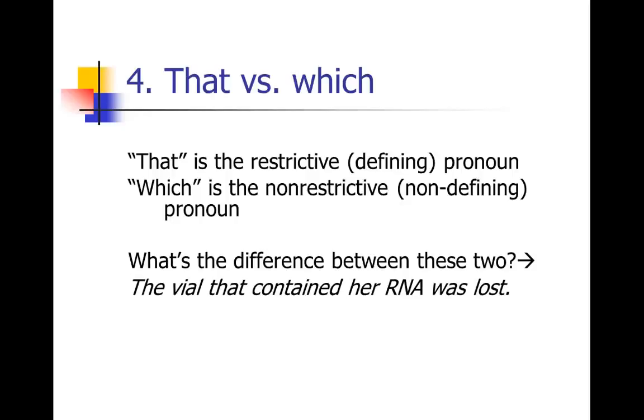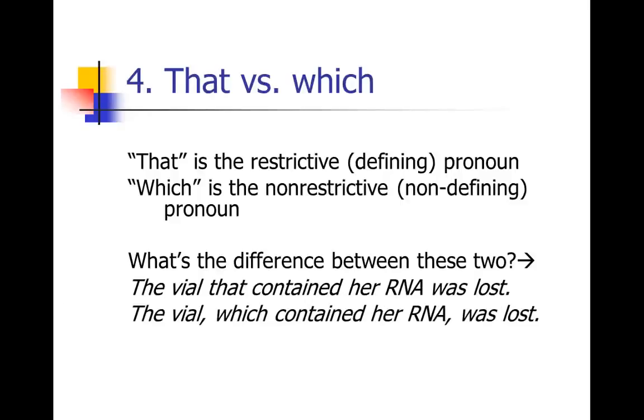Well, if you say the vial that contained her RNA was lost, you're saying the vial that contained her RNA was lost, the vial that contained her DNA was not, right? You're saying that there are many vials and you're telling me specifically which one. So that information is essential because if I don't have that information, I won't be able to distinguish between the different vials.